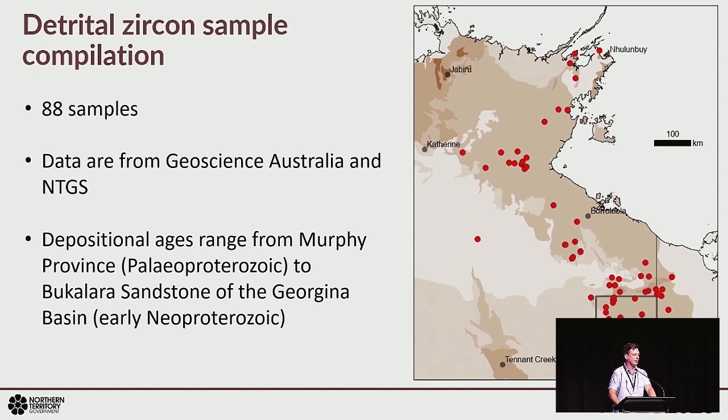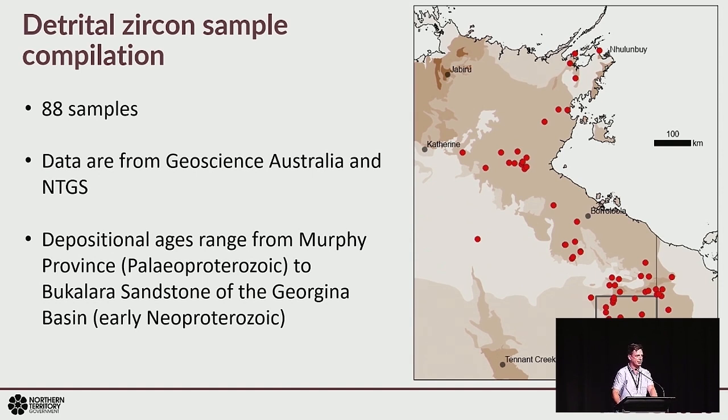There are 88 samples in this compilation. All of the data in the compilation were originally from either Geoscience Australia or NTGS. They're in a whole host of geochronology records. If anybody really wants to know the details, just talk to me afterwards. The depositional ages of the rocks in the database vary. The oldest rocks in the compiled database are from the Murphy province, and the youngest rocks are from the Bacallara sandstone, which is early Neoproterozoic from the Georgina Basin.